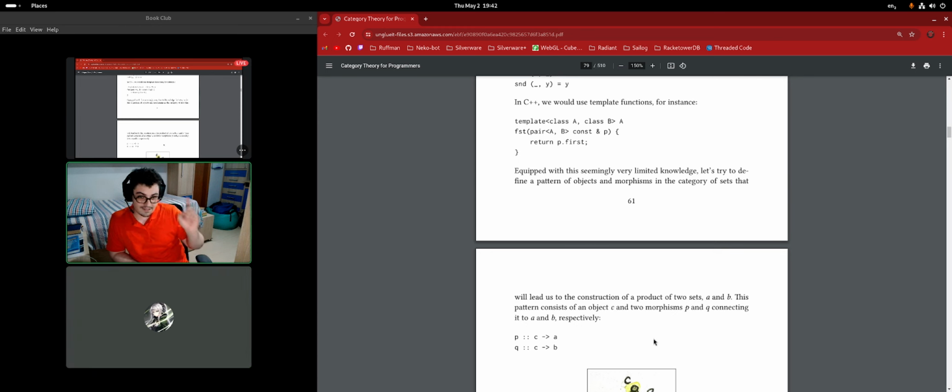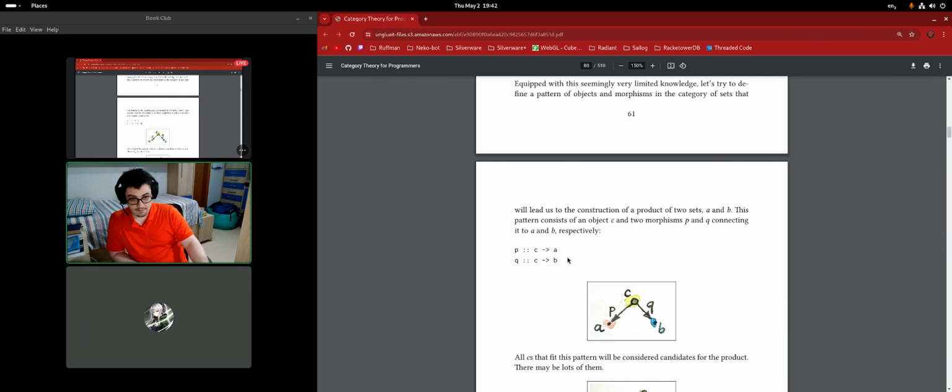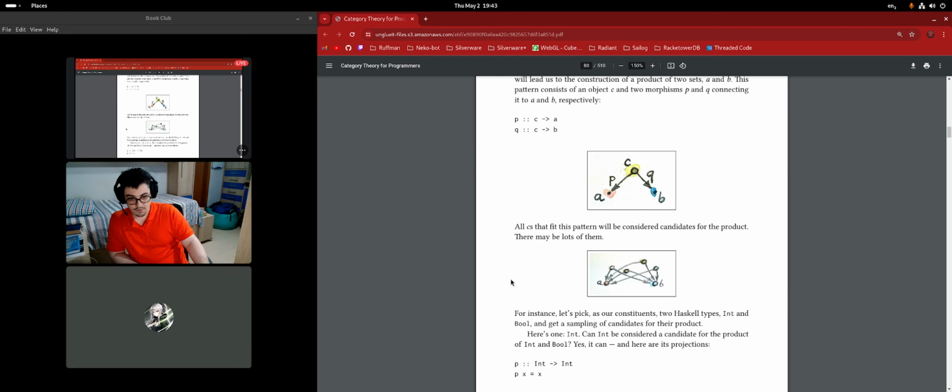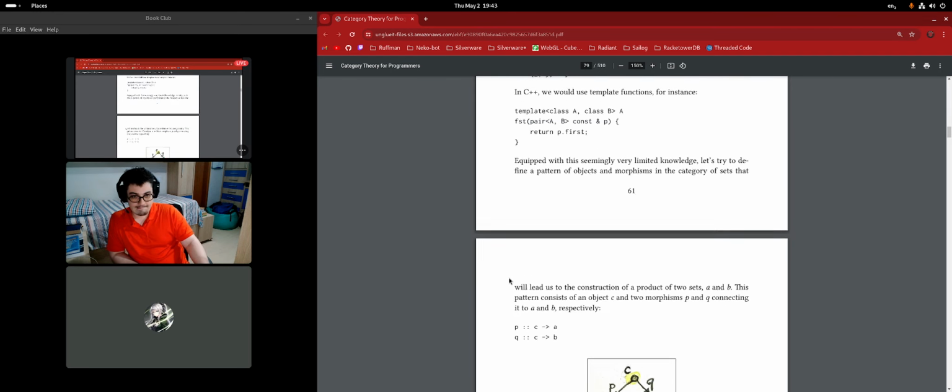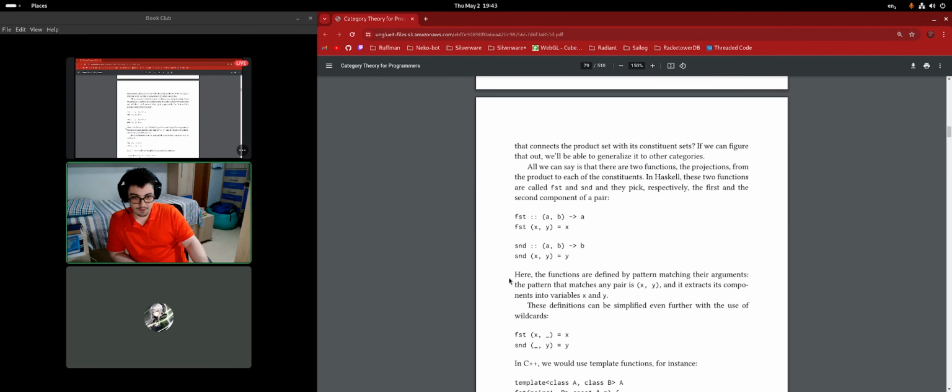So it's saying here let's try to define a pattern of object isomorphisms in the category of sets that will lead us to the construction of a product of two sets A and B. This pattern consists of an object C and two morphisms P and Q, connecting it to A and B respectively, right? So we need these two guys, P and Q, in order to make it happen. Very important.